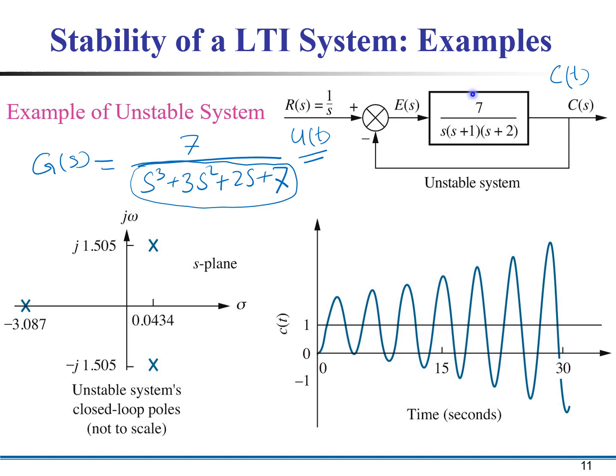And why? Though the open loop is marginally stable, the feedback loop made it an unstable system. So in many systems, if we increase the gain, the system can become unstable.